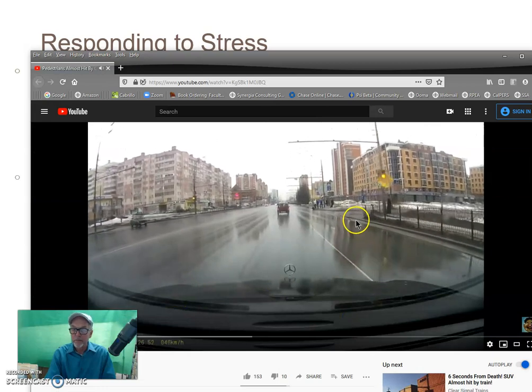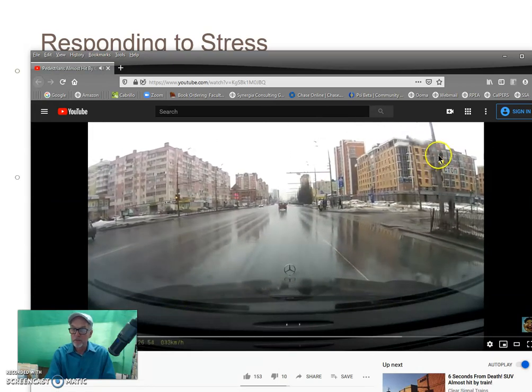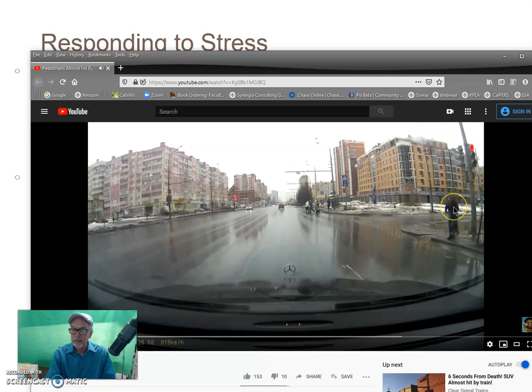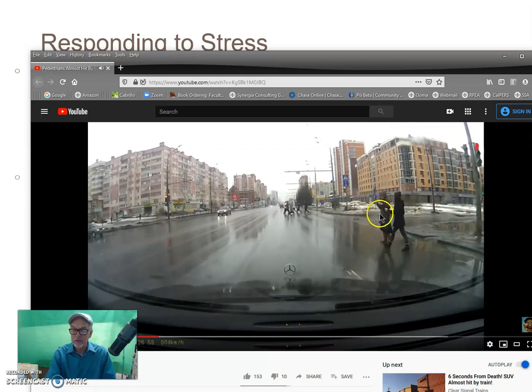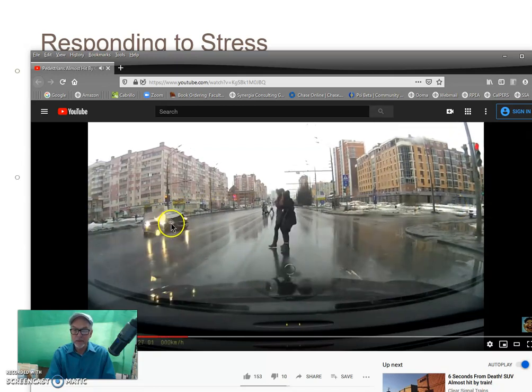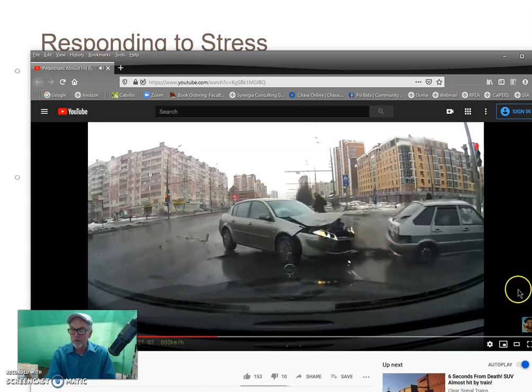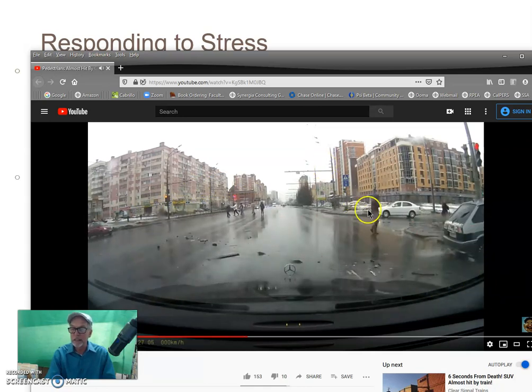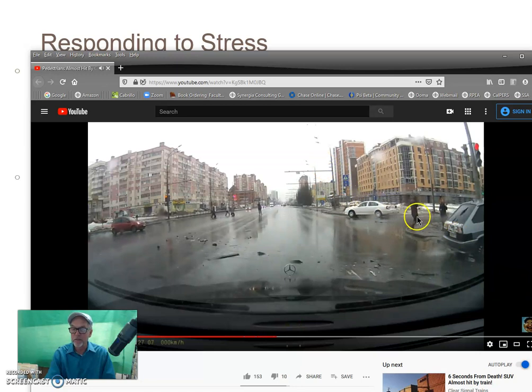Now here you have two young women who are crossing the street on a green light. Looking both ways, perfect, crossing the street. And these two cars collide into each other and careen towards the two young women. She immediately jumps out of the way and avoids being struck.